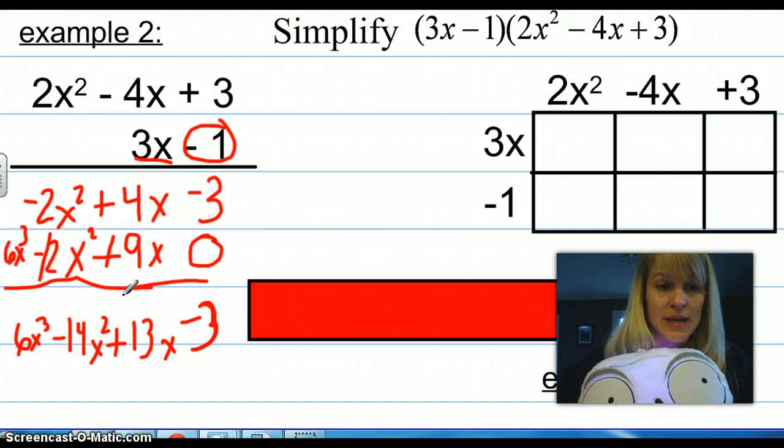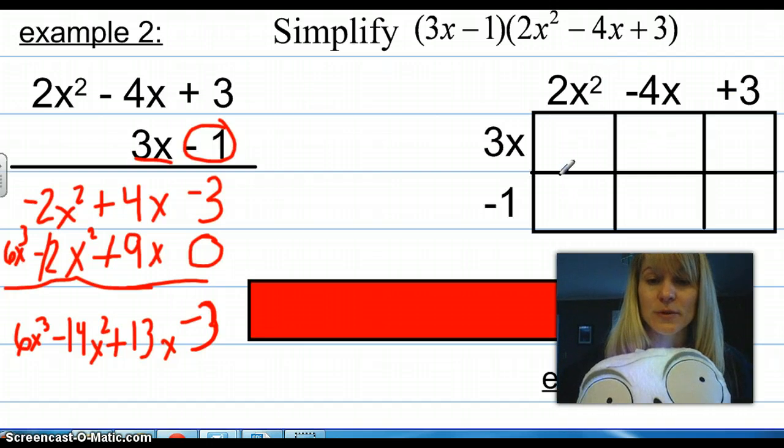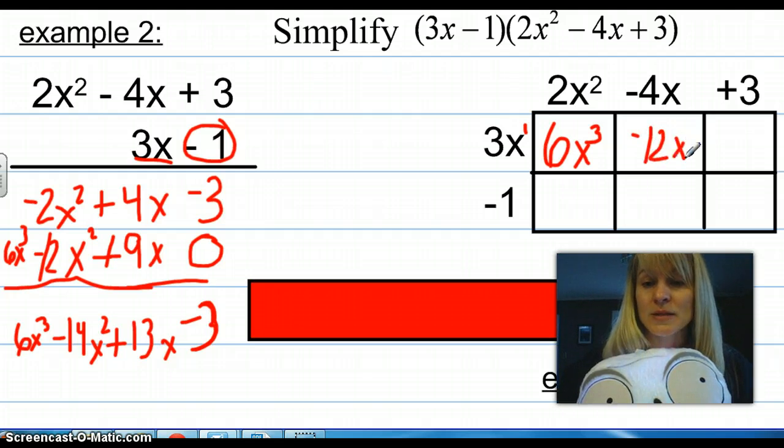So you can do this multiplication method, but you can also use the box method that we learned last night with the binomials, but we'll just put the trinomial across the top. So if we're going to use the box method, we have 3x and 2x squared. That's going to give you 6x. And then don't forget that's x to the 1, so 1 plus 2 makes that x to the third. And then this box we have negative 4x and 3x. That's going to give us a negative 12x. And then this box we have 3x times 3, and that's going to give us 9x.